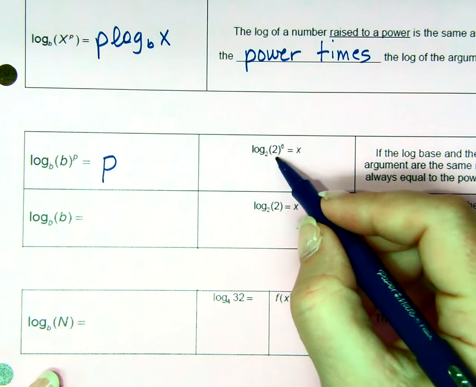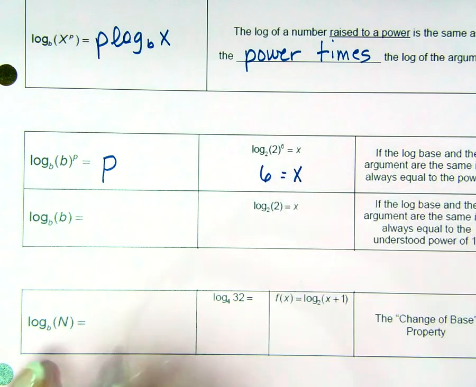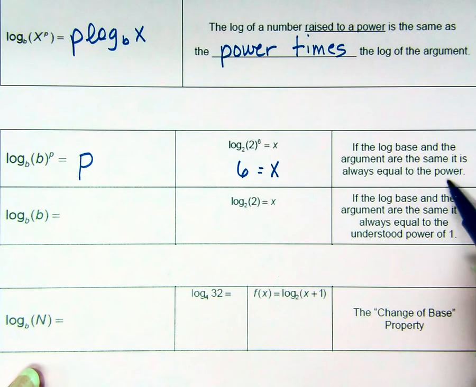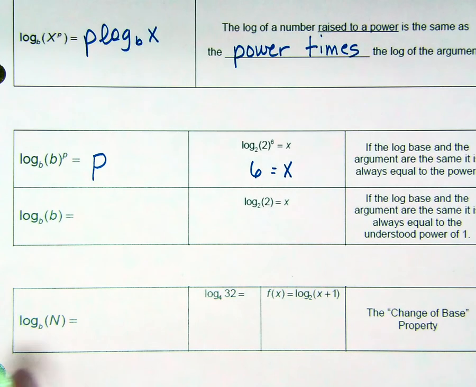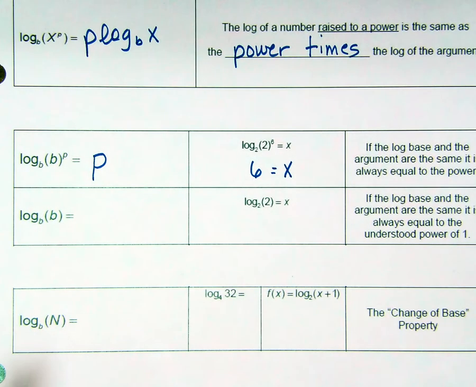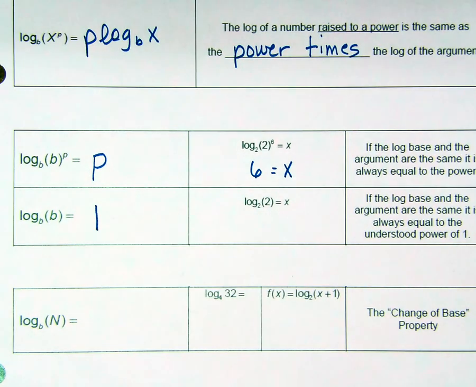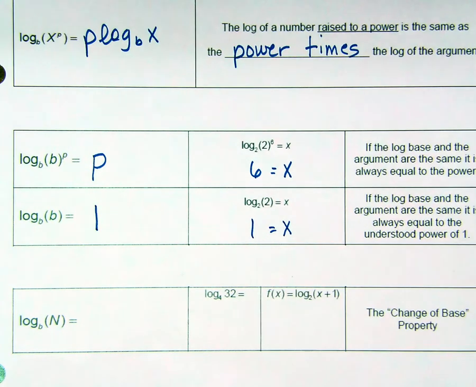So log base 2 of 2 to the 6th equals x. What does x equal? 6. If the log base and the argument are the same, it's always equal to the power. Well, how is that any different here? It's not. The base and the base are the same. What's the answer? The exponent, which is 1. Because anything to the 0 power is 1. There wouldn't be a b there, would there? Okay. So log base 2 of 2 equals x. What does x equal? 1.